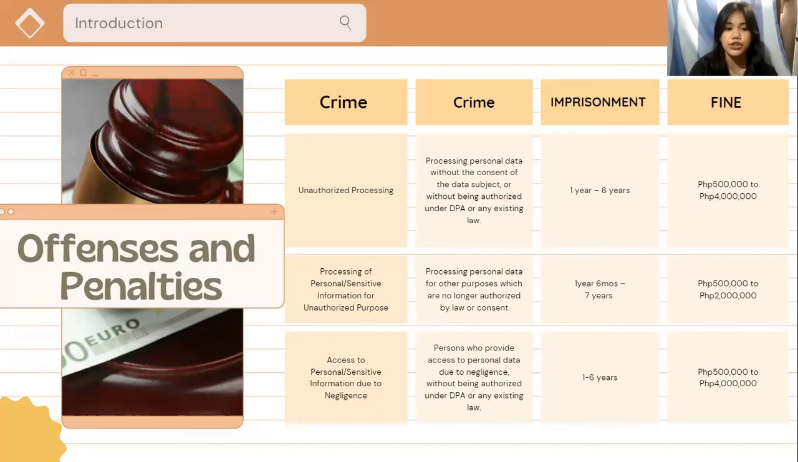Next is access to personal or sensitive information due to negligence. The person who provides access to personal data due to negligence, without being authorized under the Data Privacy Act or any existing law, could be imprisoned for 1 to 6 years, and they would pay 500,000 to 4 million.